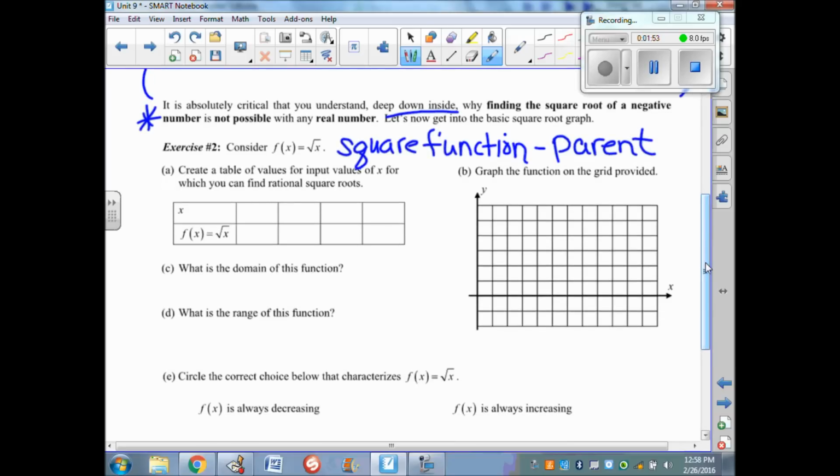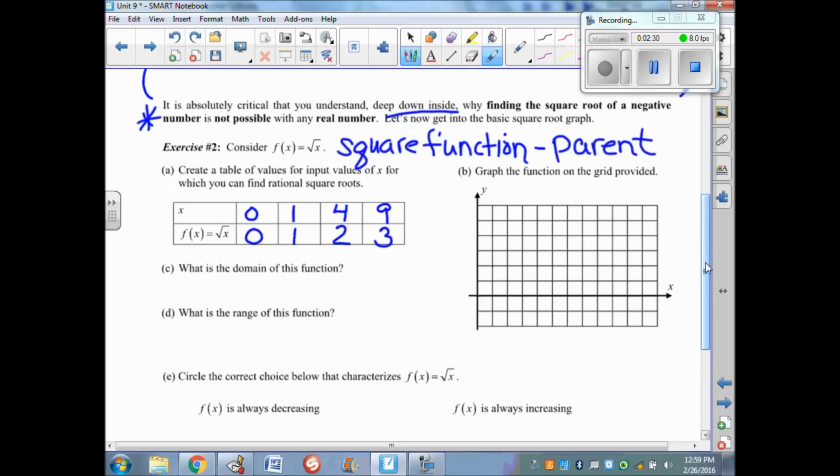So it says create a table of values for input values of x for which you can find rational square roots. Okay, so we know what rational numbers are. So I'm just going to go real basic, and you'll see why I'm picking 0, 1, 4, and 9. Because my function is the square root function, so I can take the square root of 0 and say that it's 0, or the square root of 1 and it's 1, the square root of 4 and it's 2, and the square root of 9 and 3. So I was picking some perfect squares.